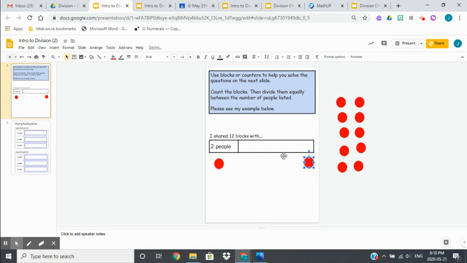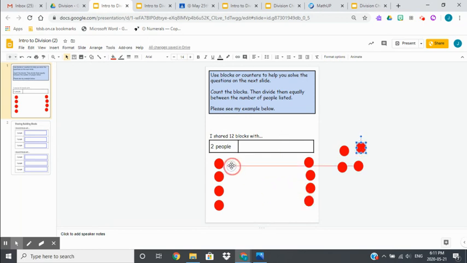Okay, here we go. Person 1, person 2. Person 1, person 2. Person 1, person 2. Person 1, and then person 2. Make it match. Person 1, and then person 2.